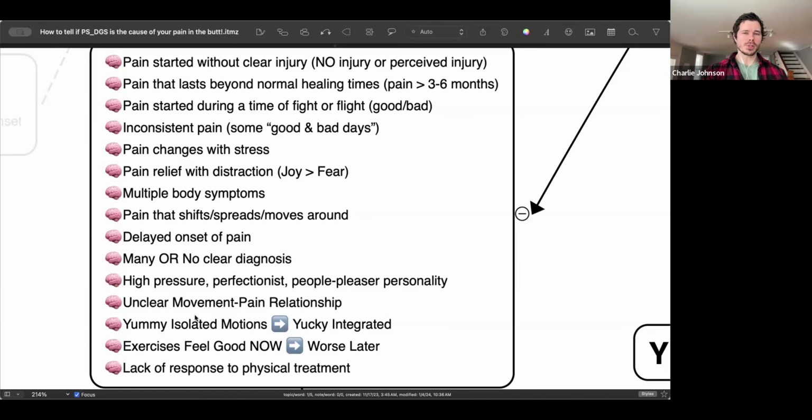Yummy isolated motions versus yucky integrated. What do I mean by this? Charlie, let's just take running, for example. What is running? Well, running, you got to put your arm like this, your arm like this. You twist right, you twist left. You got to bring your one leg up, your other knee up. You got to kick your one leg up, your other leg back, your other leg forward, your other leg back, right? There's all these different motions that make up running. You got to be able to hop on one leg, hop on the other leg.